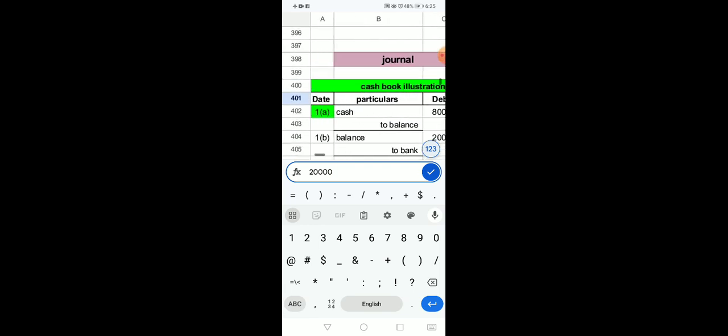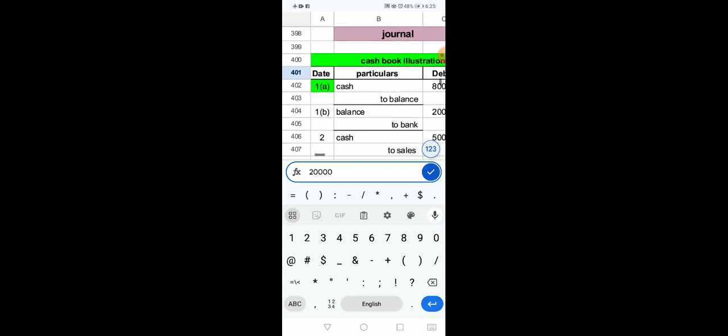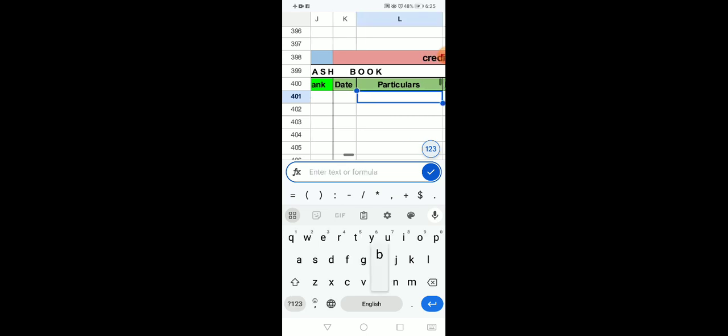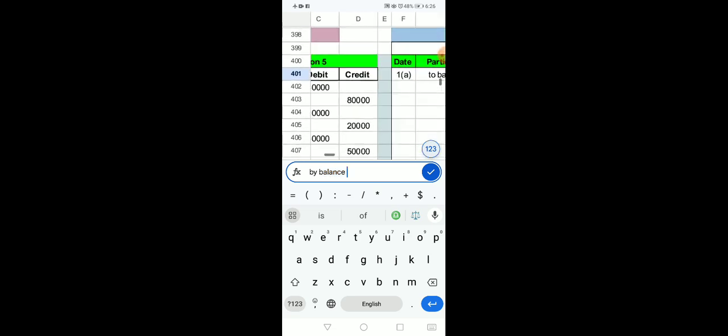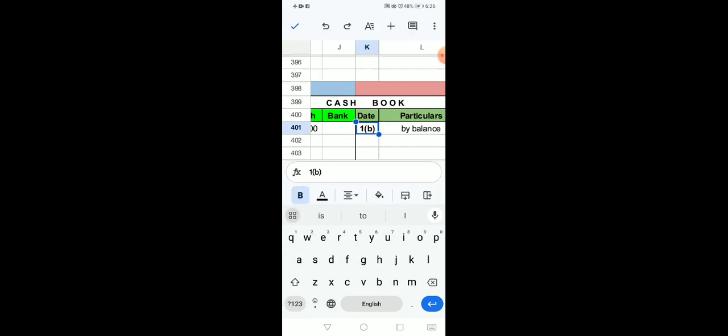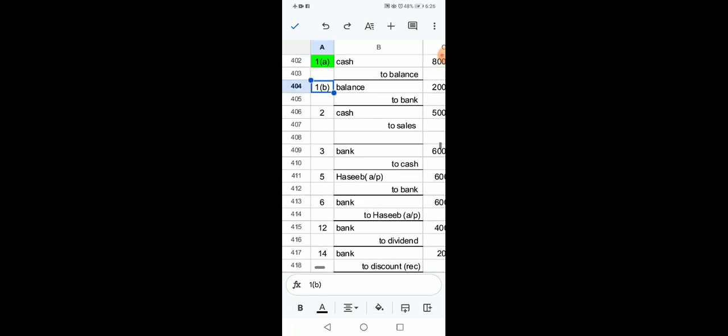And now see the reference, which is balance. So you will write in particulars balance with an additional word of y. Y would be used as coefficient. Now see the date, which is 1b. So put date over here, 1b.